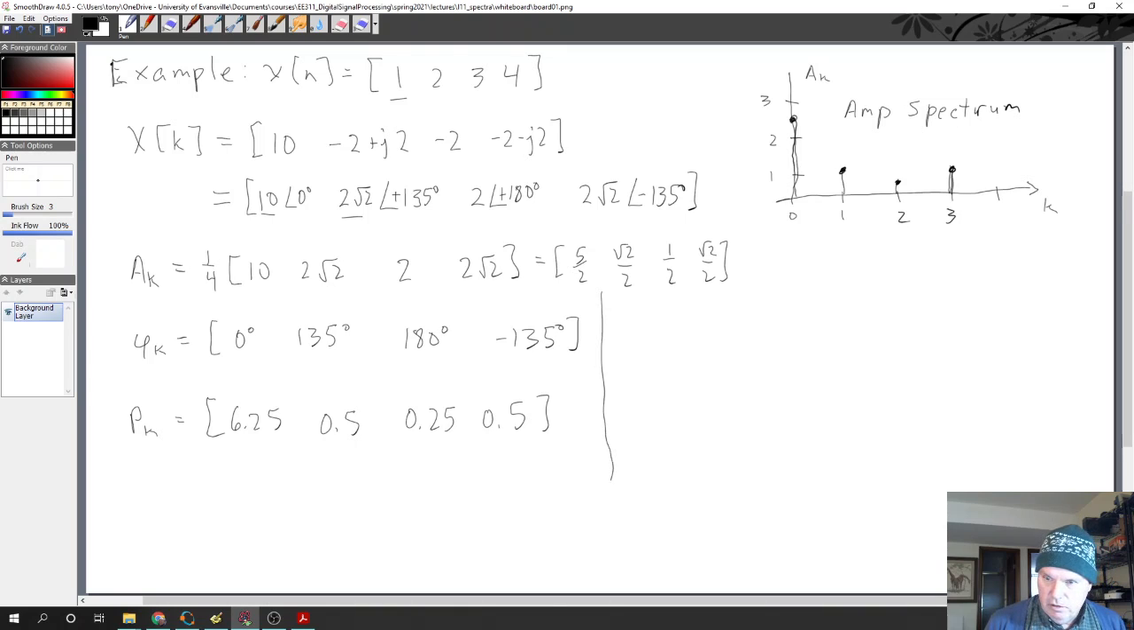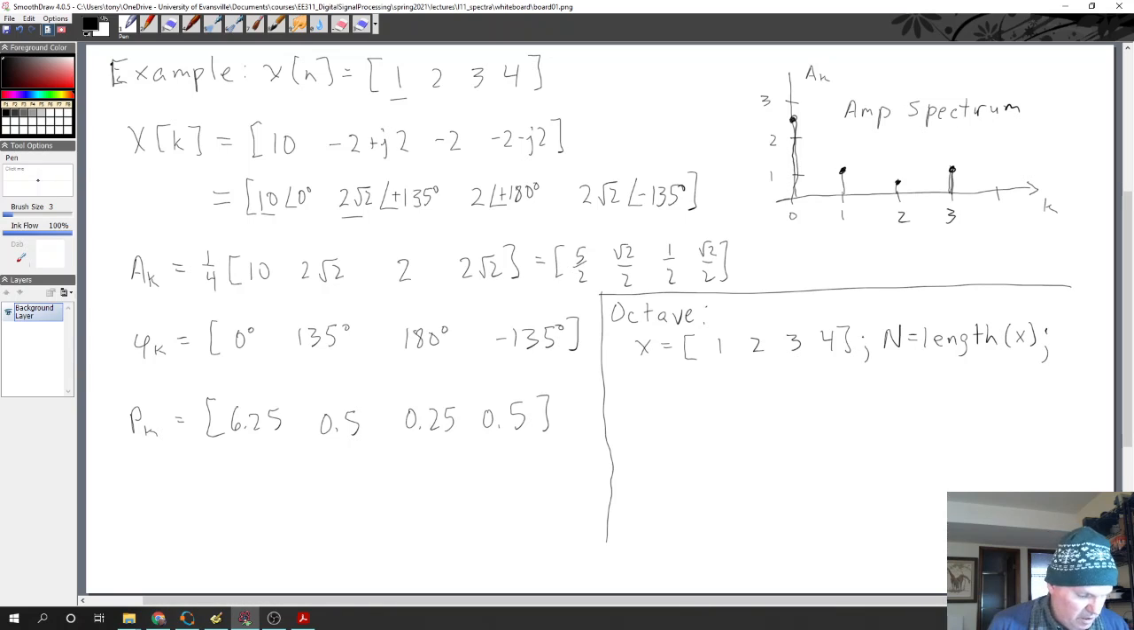Now this is really easy to do in Octave. It's incredibly easy to do, so I'll give you the Octave code here. We could define our x vector quite easily as just 1, 2, 3, 4. I could define n as just the length of x. Of course, it is just 4, so I could just set it equal to 4.